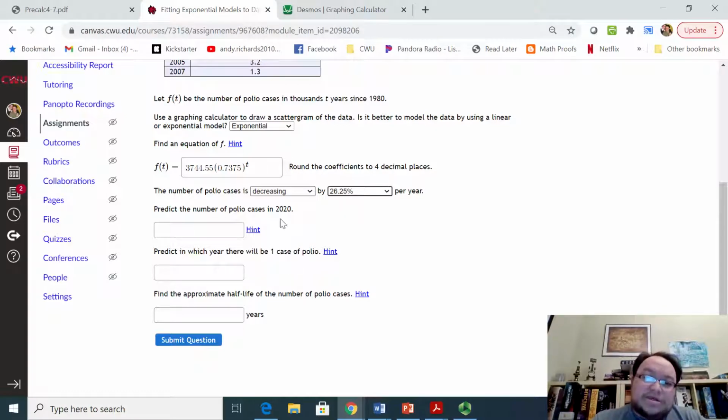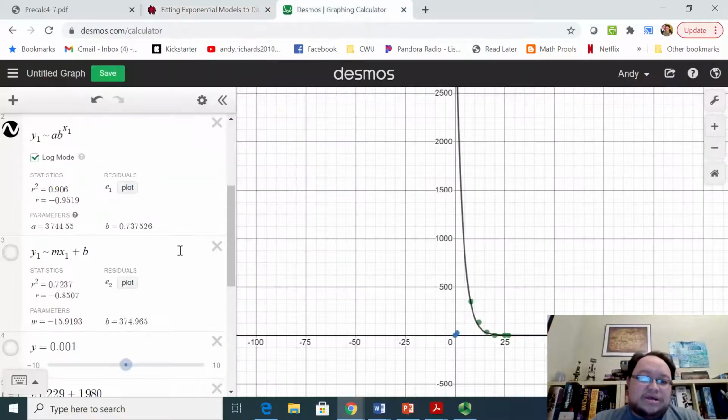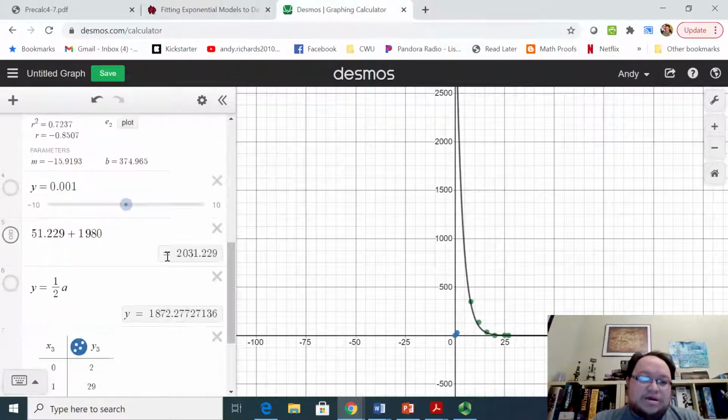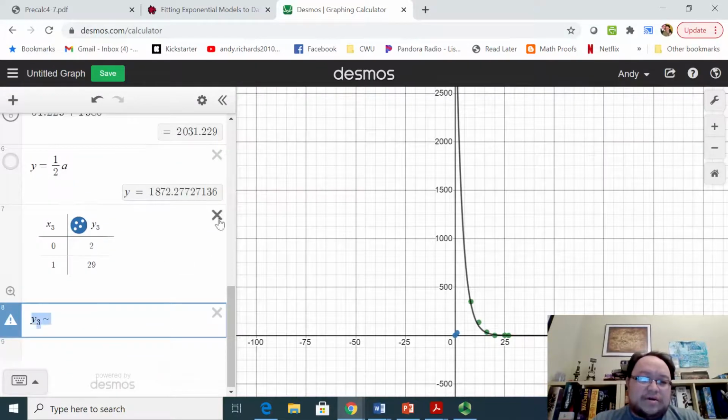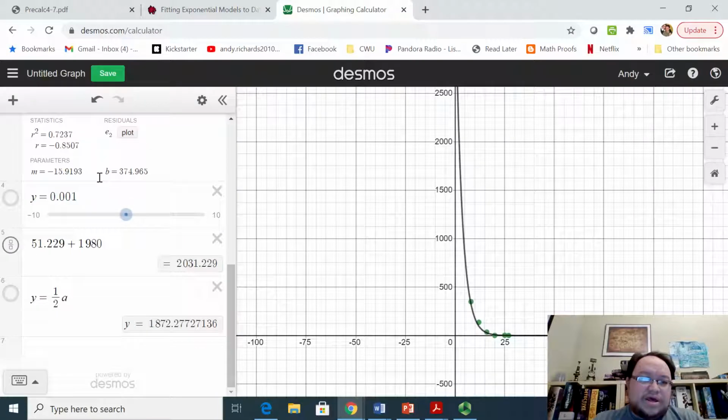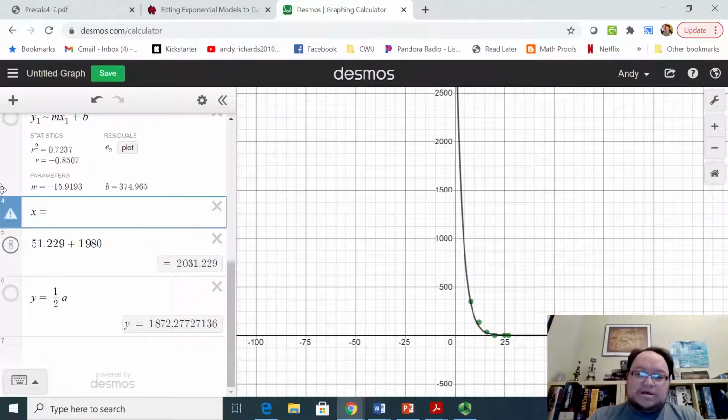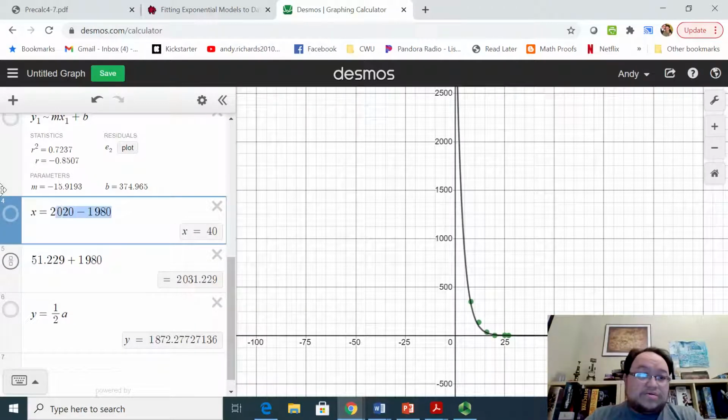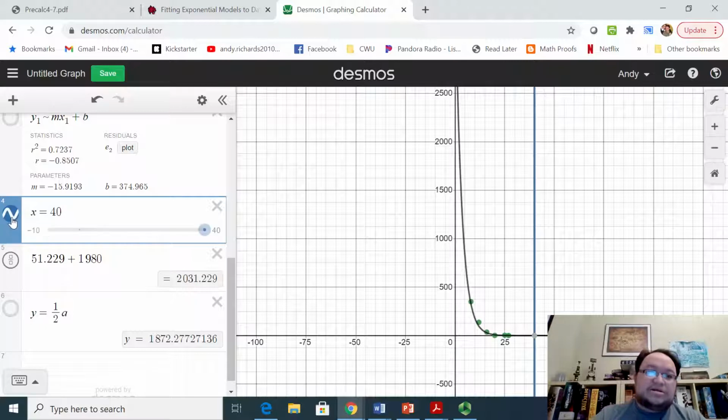These next ones have to deal with inputs and outputs. Well, T is the number of years since 1980. So this 2020 bit here is going to be 40 years afterwards. So in terms of my function, it's really asking, how many cases do we have when X is 2020 minus 1980, or 40, however you want to address that? So you can see Desmos gives me the answer here.